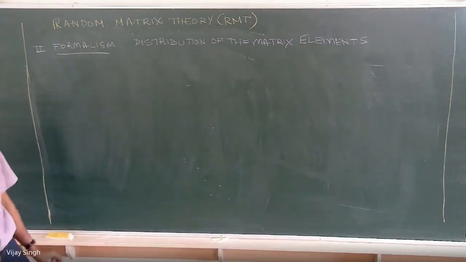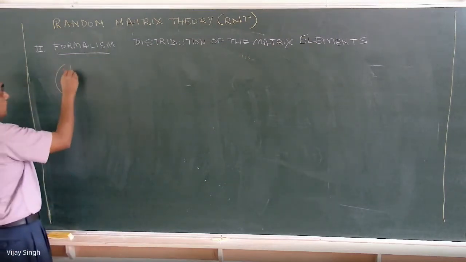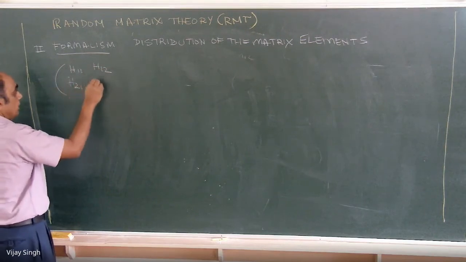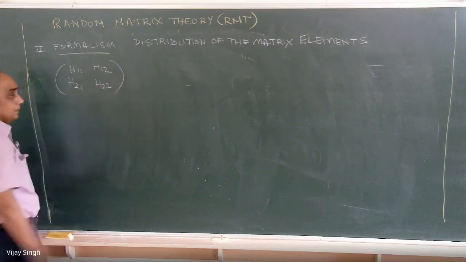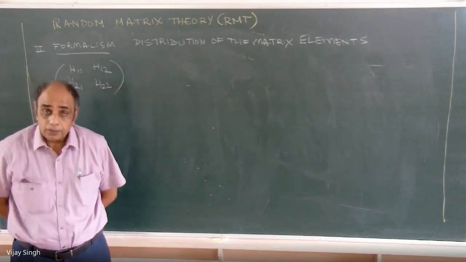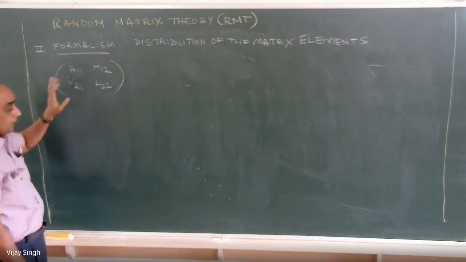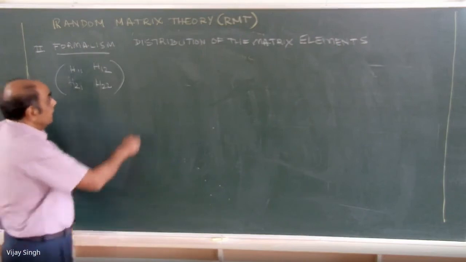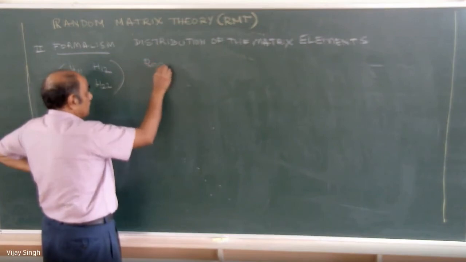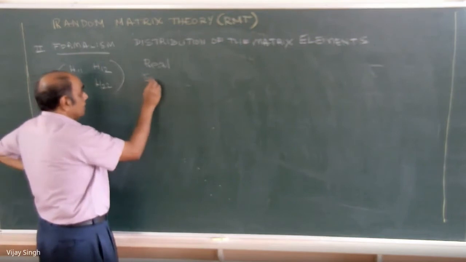Let me begin with a 2x2 matrix. This is my 2x2 matrix: H11, H12, H21, H22. We start with a 2x2 matrix and we postulate certain things. First, the distribution of the matrix elements, and by the way, we begin with this, the H is a real matrix. So these are all real numbers, and it's a symmetric matrix.